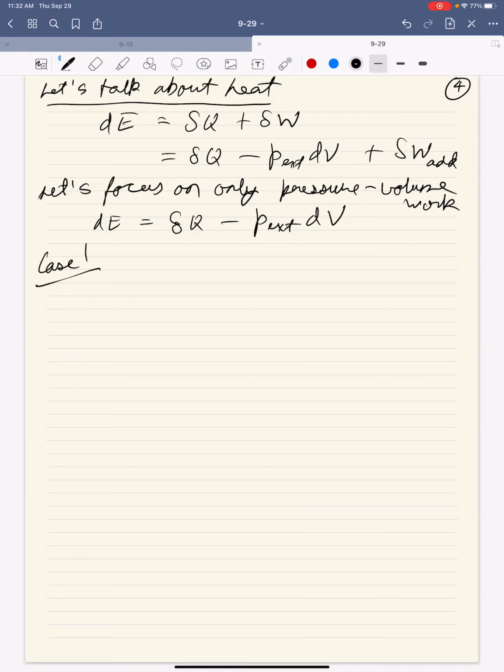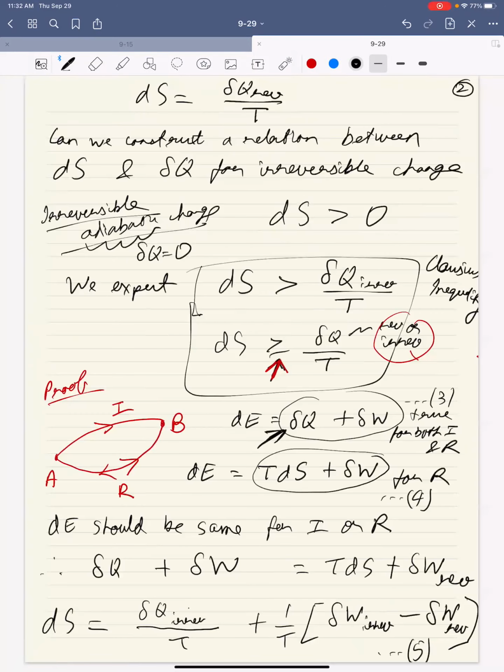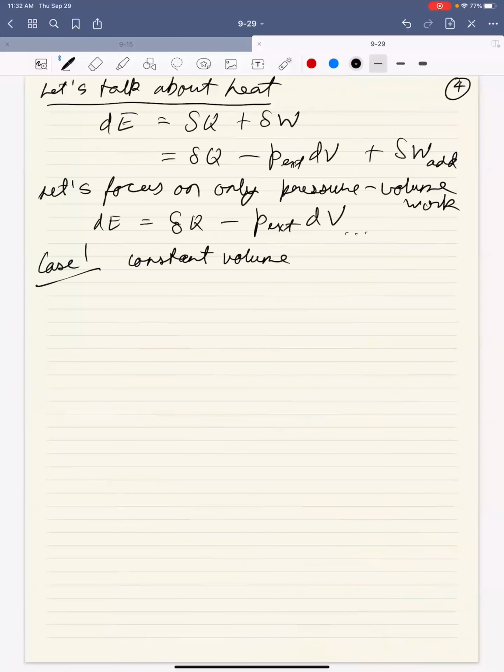So case one, we are going to look at constant volume process. And let's number the equation for today, 3, 4, 5, 6. I introduce 6. So let's call it equation number 6. Constant volume process means dV is equal to 0, right? There is no change in volume. Therefore, dE is equal to delta Q.